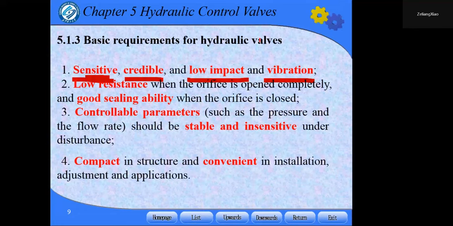The last one is that hydraulic valves should be compact in structure and convenient in installation, adjustment, and application. In order to make hydraulic valves more and more compact, the structure will be very compact, and it must be convenient when we install it, adjust it, and apply it.